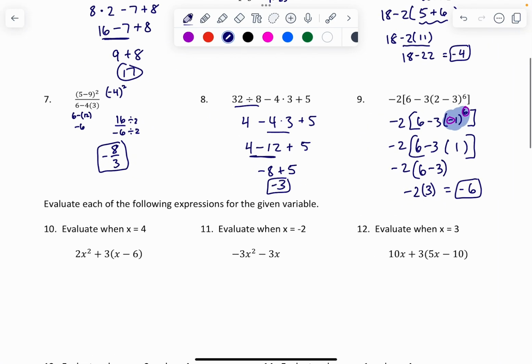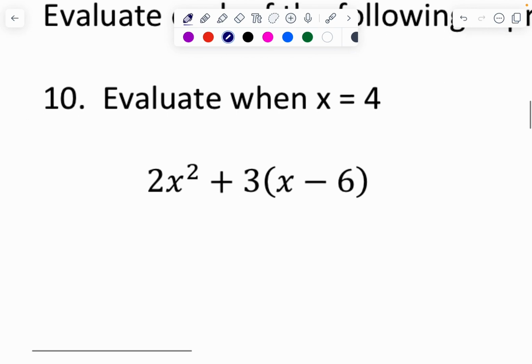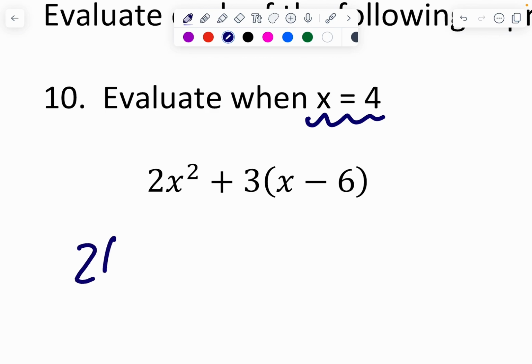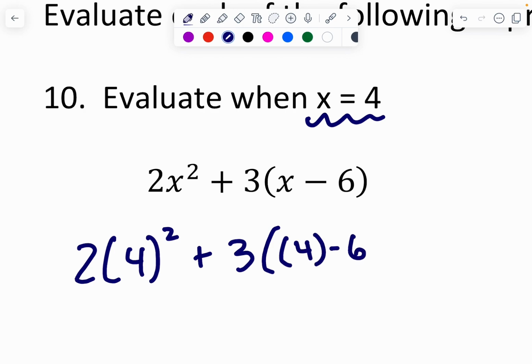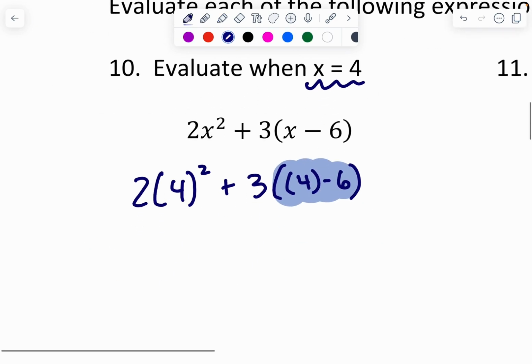All right, this last little section here is evaluating expressions, which is basically a half step away from an order of operations problem. Essentially what we're telling you is plug that number in for the given letter. So anytime you see an X in this case, you're going to plug in 4, but make sure you're plugging it inside of parentheses so that you don't make any algebra mistakes. Order of operations now applies. Here's parentheses, so we're going to do that first. Everything else stays the same.